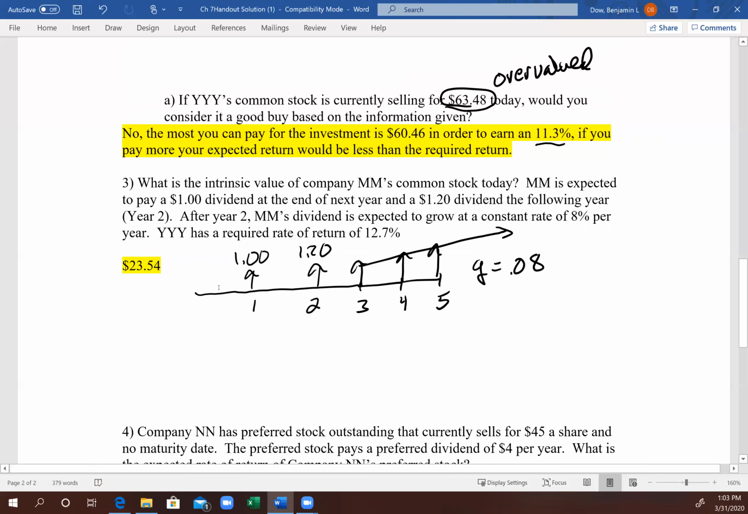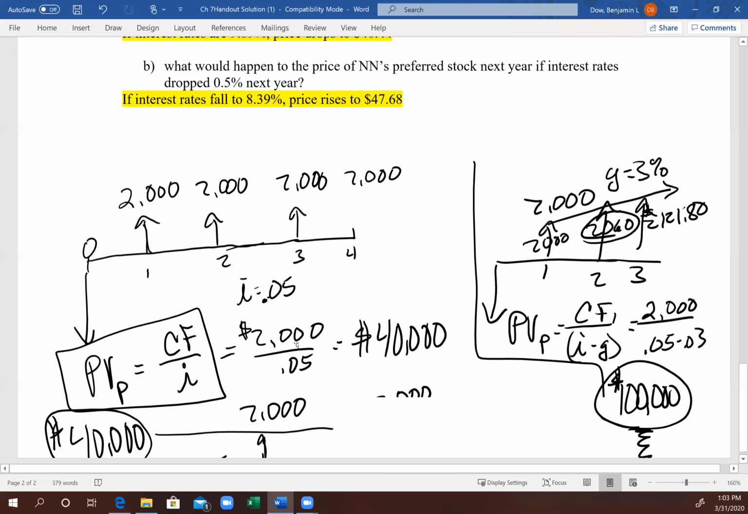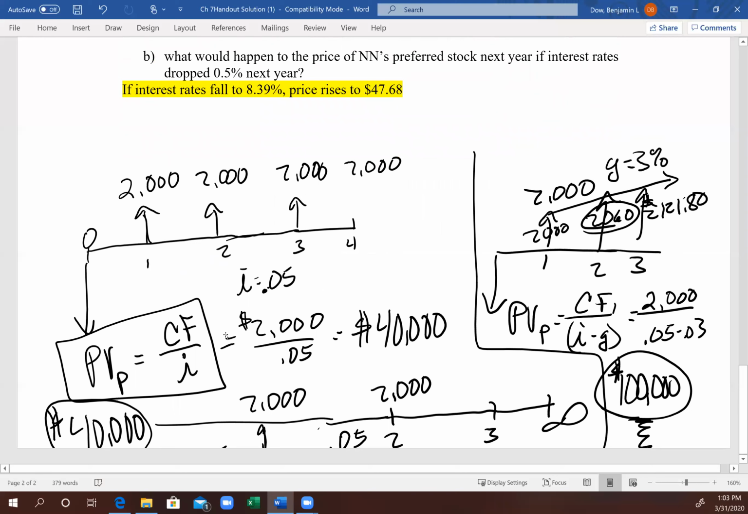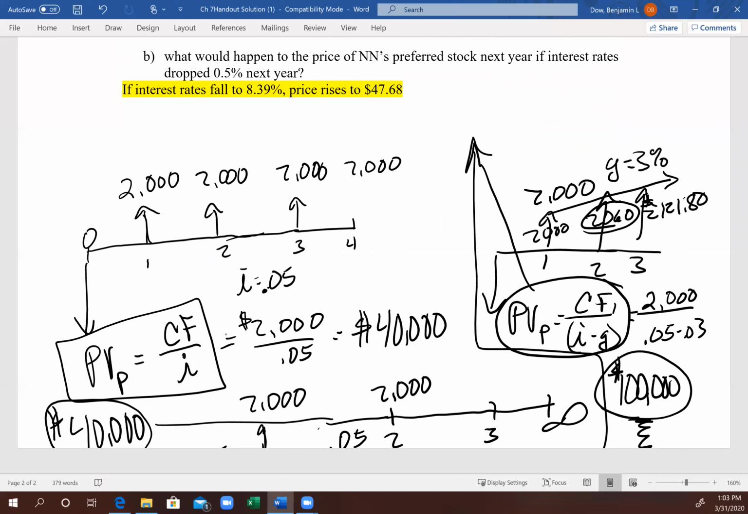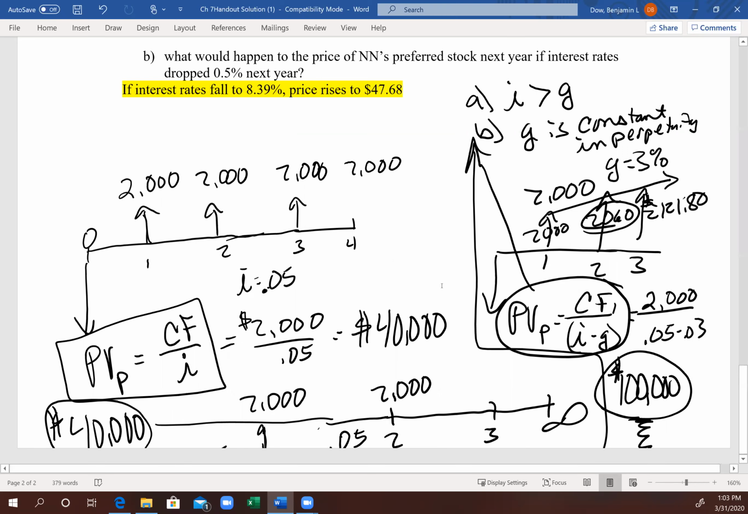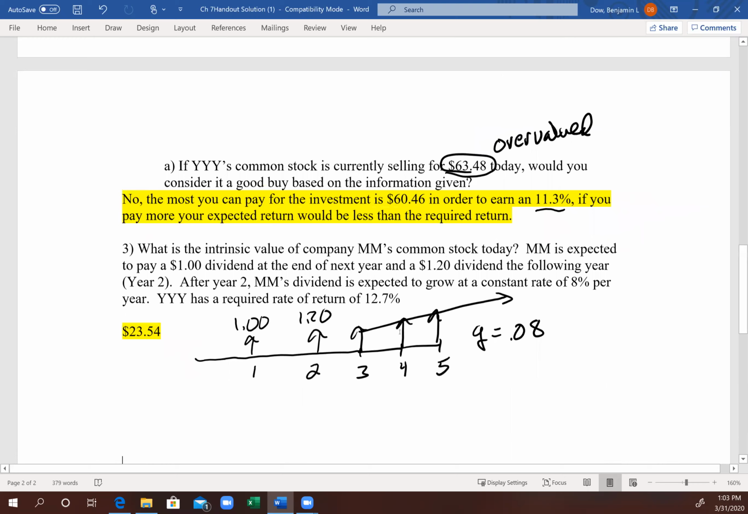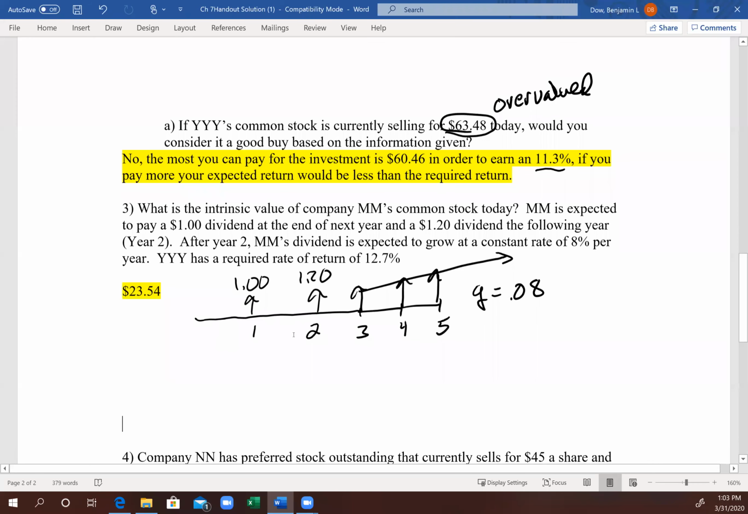Now, there were a couple things I forgot to mention back down here. This formula only works if 2 conditions are met. The interest rate is greater than the growth rate, and growth is constant in perpetuity. So those 2 conditions have to be met before we can use the constant growing perpetuity formula. This kind of makes sense.